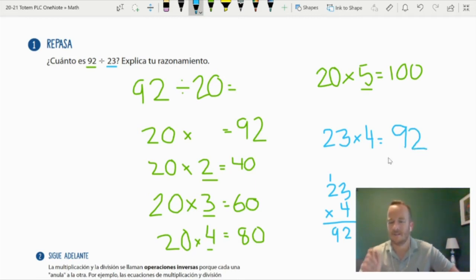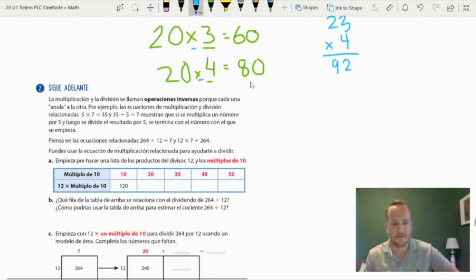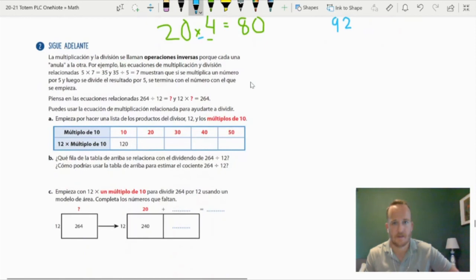Entonces, ahorita hicimos una división usando multiplicación. Porque si te fijas aquí, multiplicación, multiplicación, multiplicación. O sea, todas partes, no hicimos ni una división, pero ya sabemos que 92 entre 23 es 4. Muy bien, vamos a ver un ejemplo de cómo resolver otro problema, ¿ok?